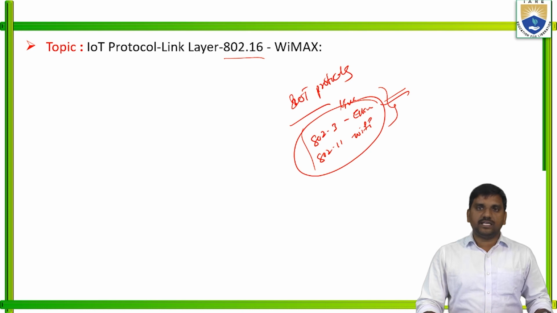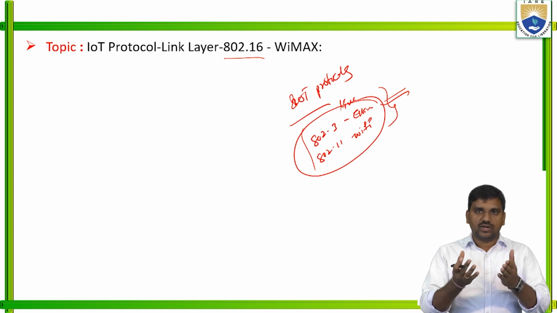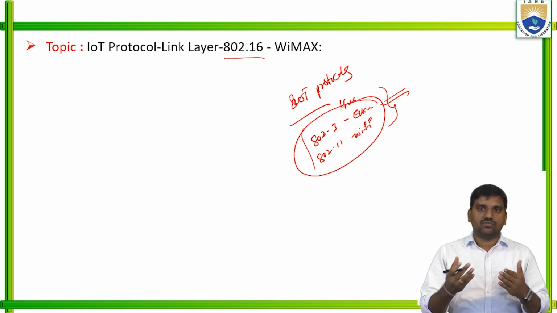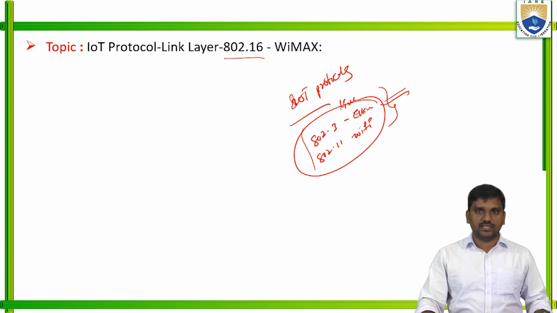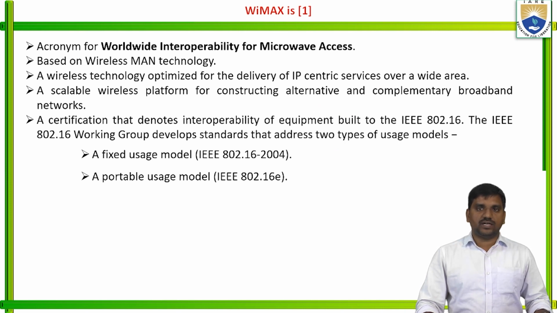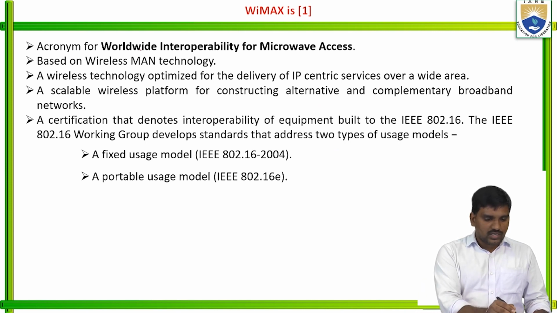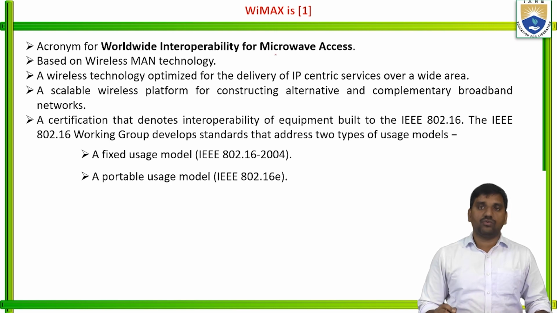Before entering into that, first we have to know what is the acronym for WiMAX, what are the advantages, and what is the main concept or main goal of 802.16 WiMAX. We have to know these basic things. First, what is WiMAX? WiMAX stands for Worldwide Interoperability for Microwave Access.